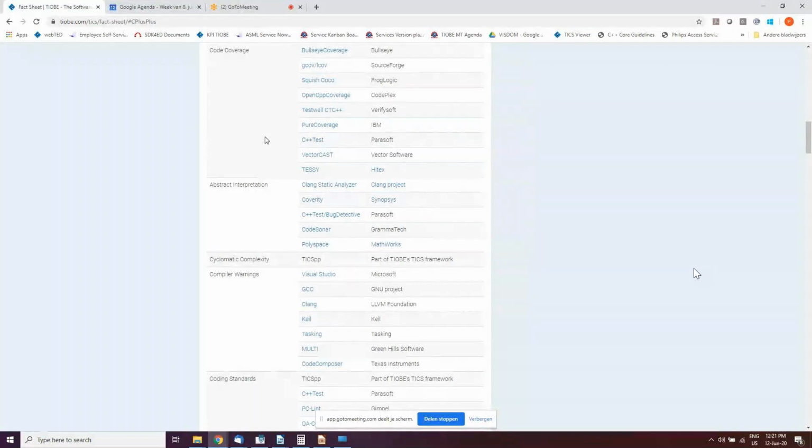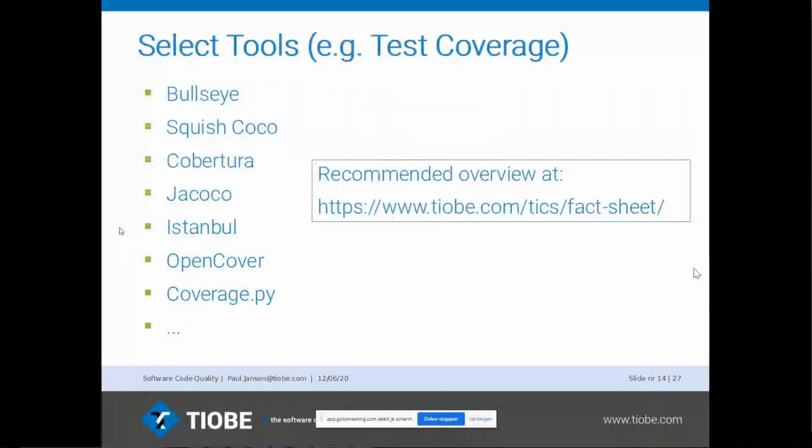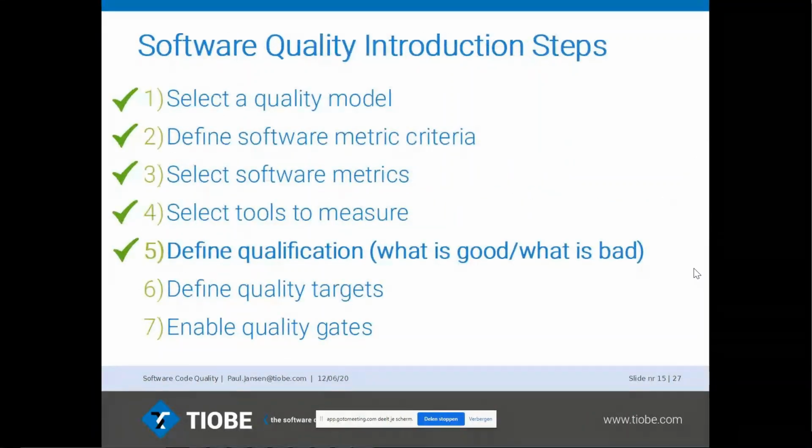Okay, so suppose you have selected your software metrics and you have selected your tools. Then of course we have to run these tools and make sure that they can give valuable information. But then still nothing will happen, I can tell you, in a company. So some people will have a look at it, but they need guidance. So that's why we need these targets. But before we can set targets, we have to do one more very important thing, and that is called qualification. So we have to say, suppose we have a metric, we have to tell what is good and what is bad. Because if we don't know what is good and what is bad, we can't set any targets. So qualification is really important.